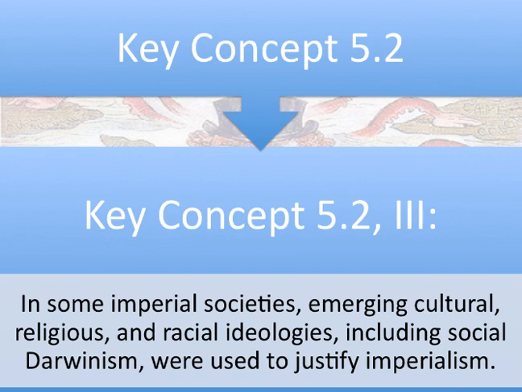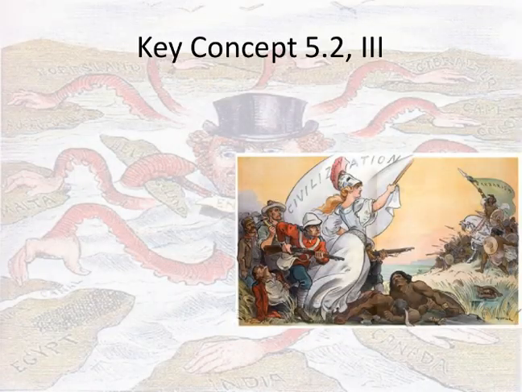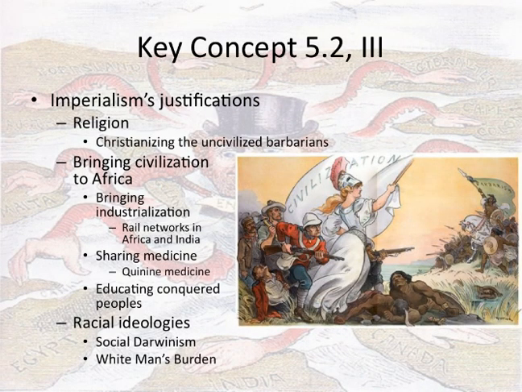In some imperial societies, emerging cultural, religious, and racial ideologies, including social Darwinism, were used to justify imperialism. So now we get to talk about how Europeans justified what they were doing. Well, they did so in a couple different ways. One, they used religion, convincing themselves that Christianity was better than the heathenous and uncivilized religions of the people that they were conquering, whether it be for human sacrifice or for matrilineal forms of organization.